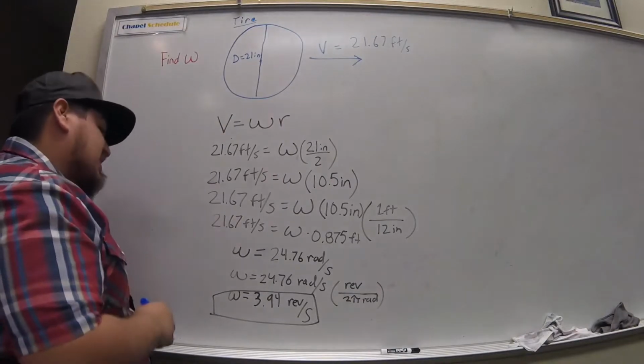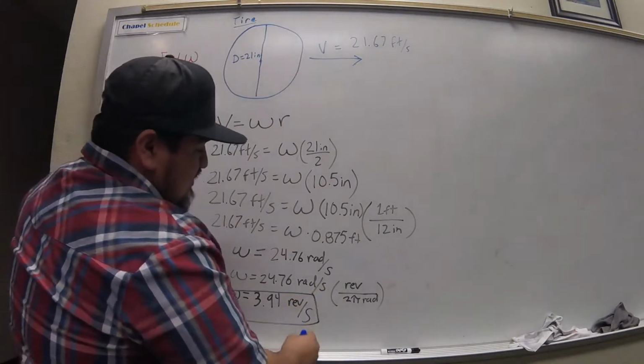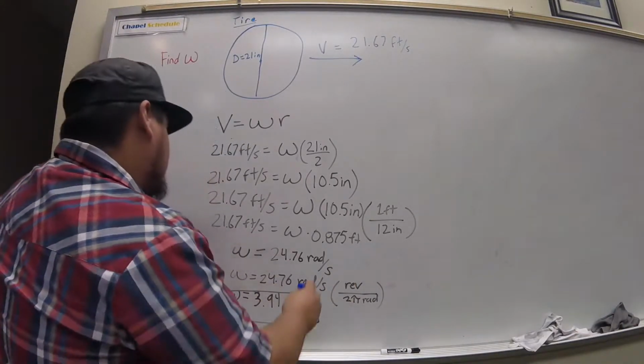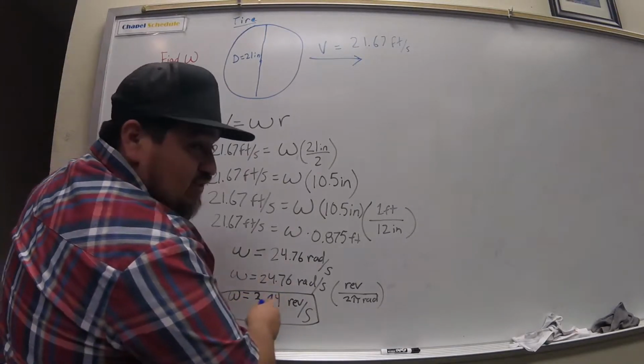But we want those rads per second in revolutions per second. So what I'm going to do is do another conversion, and we're going to divide it by 2 pi radians. So when we do that, we'll get omega is equal to 3.94 revolutions per second.